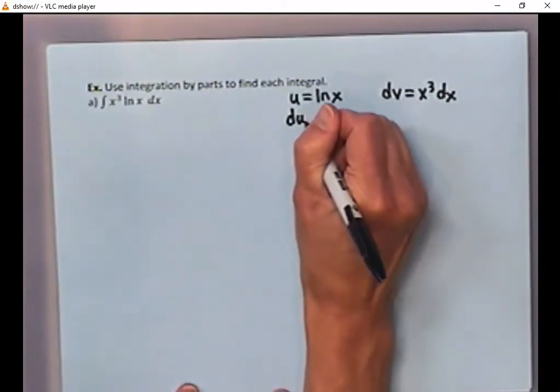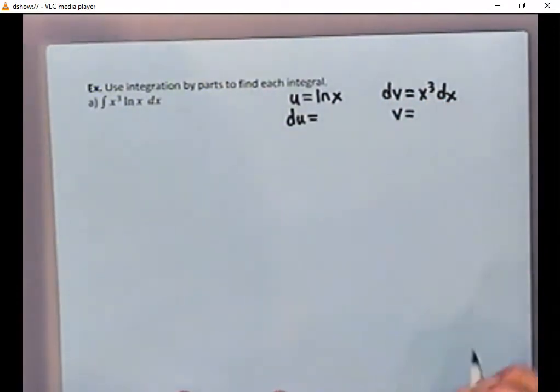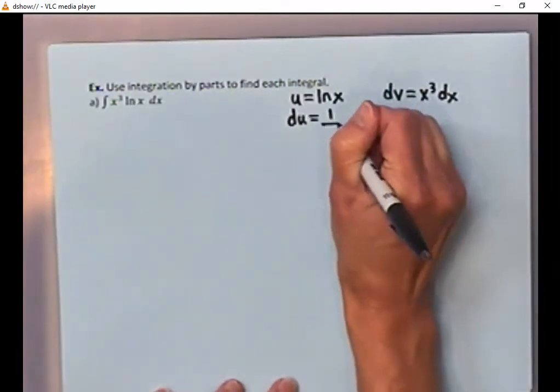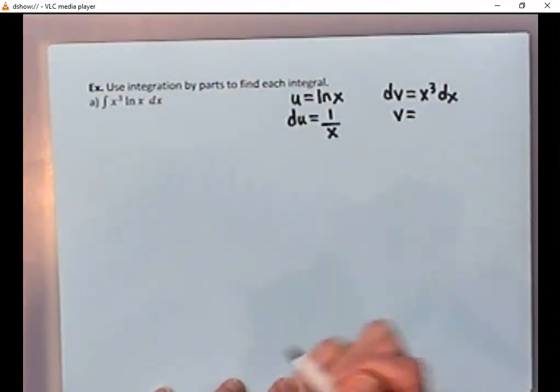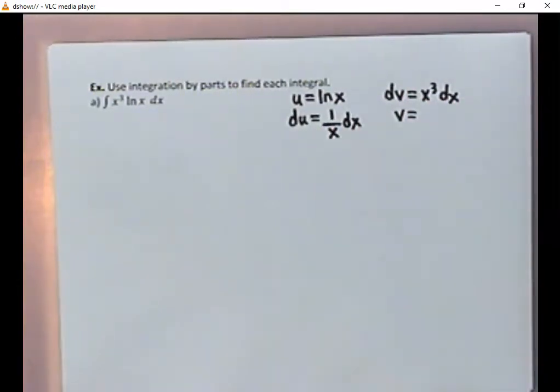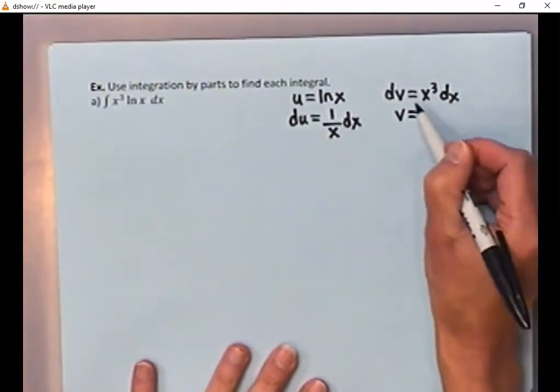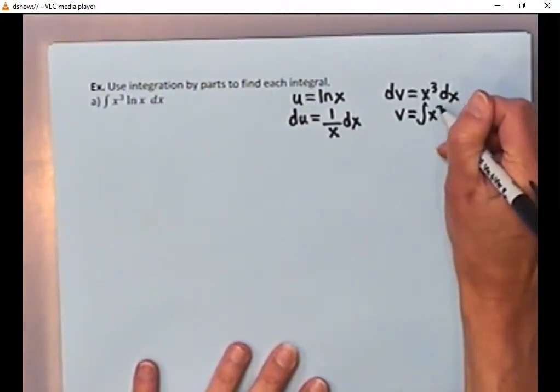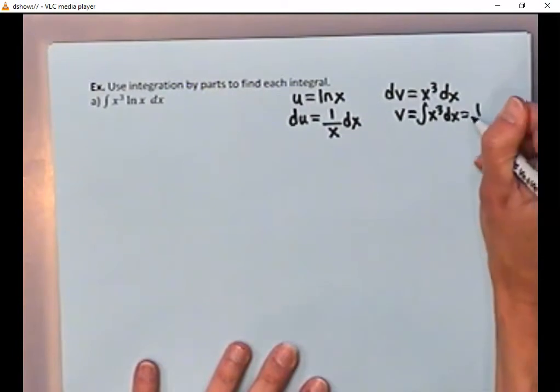Okay, so now remember underneath you're going to find the other two parts. Okay, the du and the v. So let's start with du. What's the derivative of natural log of x? 1 over x. What else should it have with it? No absolute value, but a dx. There you go. Remember, du and dv should have dx. That's right. So it's 1 over x dx. What's the integral of x cubed? Yeah, 1/4 x to the 4th. Good.